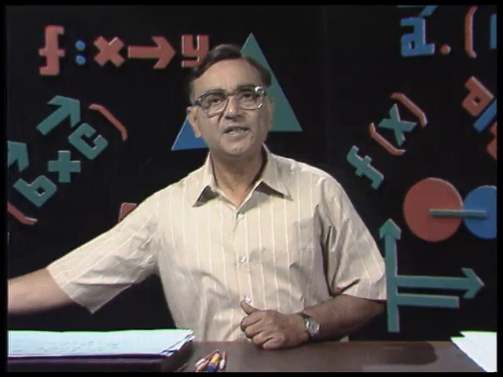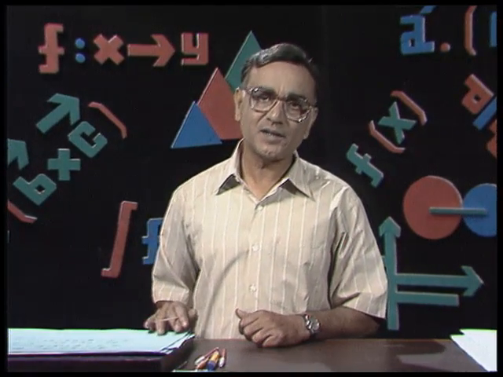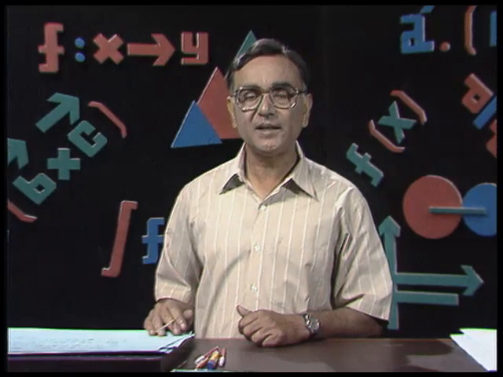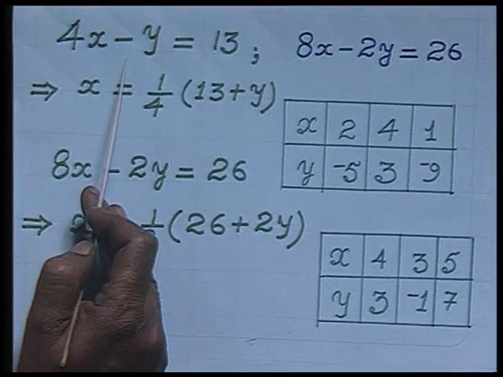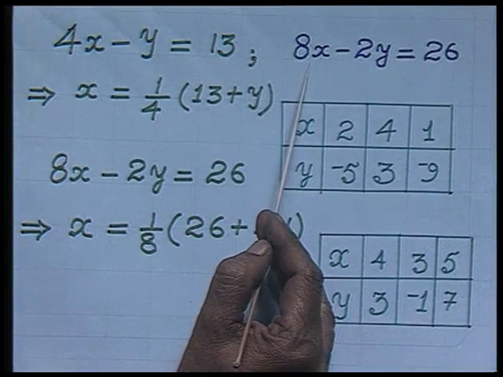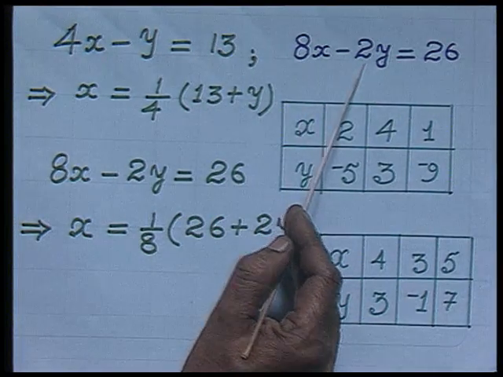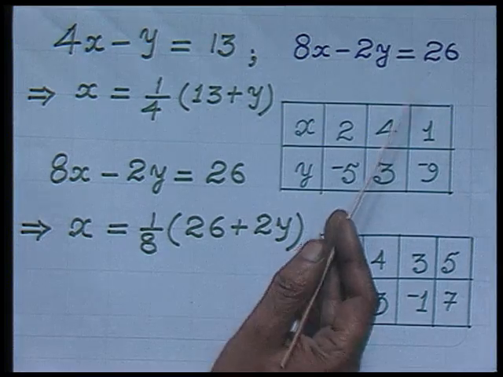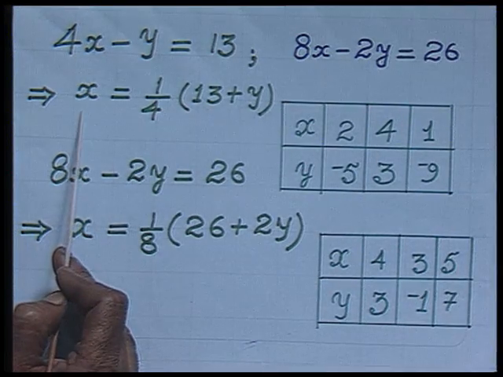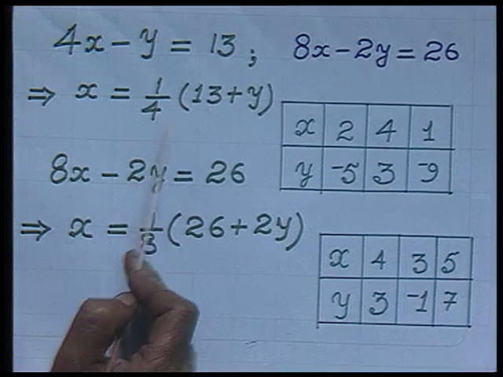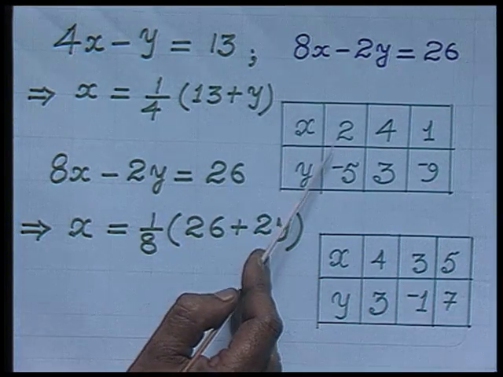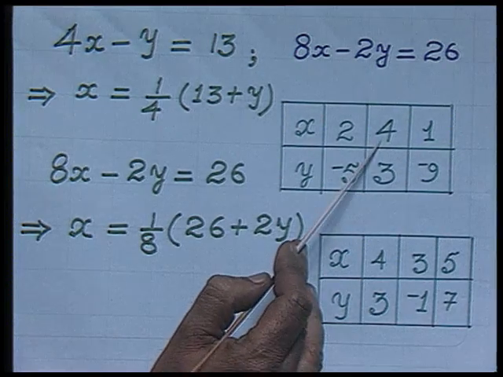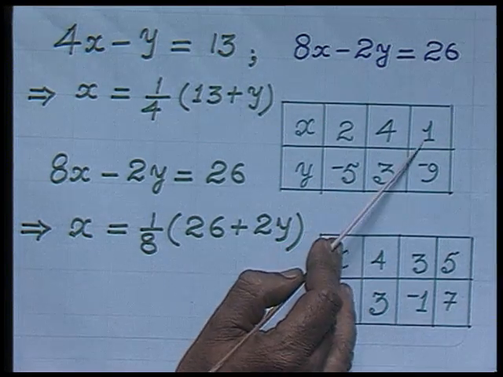But now let's have a look at another system, and here the equations we are taking are 4x minus y equals 13, and the other equation is 8x minus 2y equals 26. Transforming the first equation into x, we get x equals 1 over 4 times (13 plus y), and the ordered pairs corresponding to this are (2, minus 5), (4, 3), (1, minus 9).